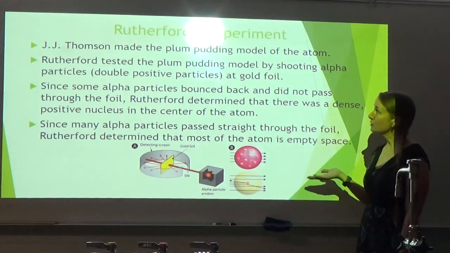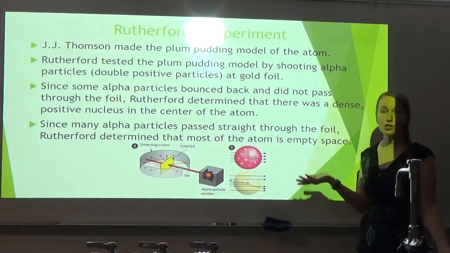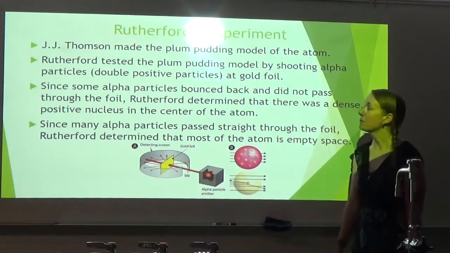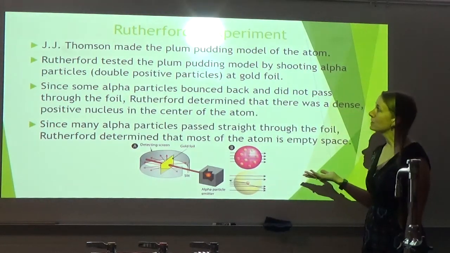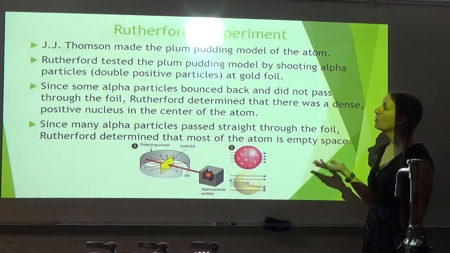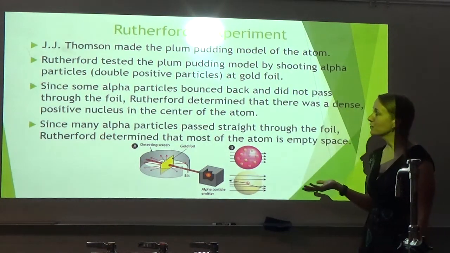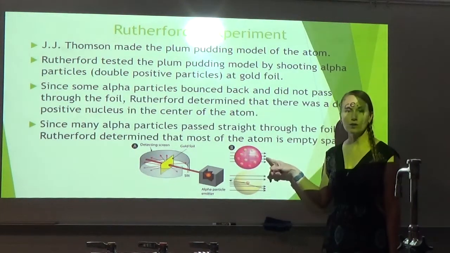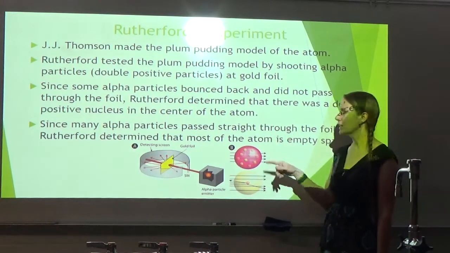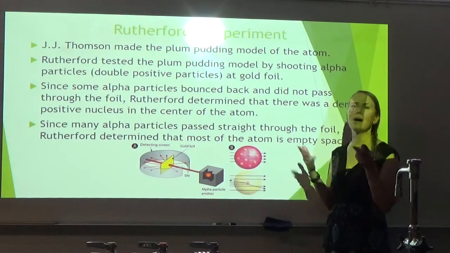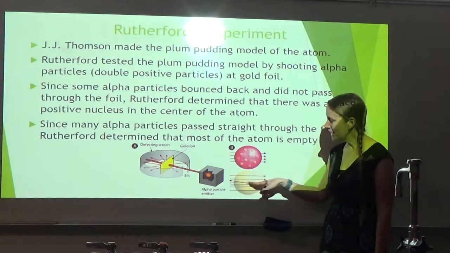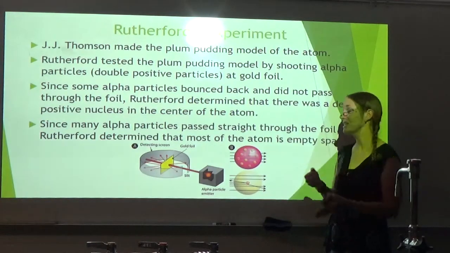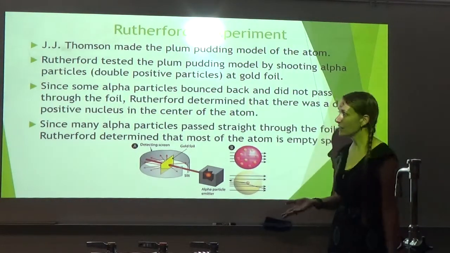Rutherford decided to test the plum pudding model by shooting alpha particles, which are just double positive particles, at gold foil. So this is kind of the setup of his experiment. Since some of the alpha particles bounced back and did not pass through the foil, Rutherford determined that there was a dense positive nucleus at the center. See, if the plum pudding model was accurate, all of the particles should have passed through, and they would have had slight deflection due to the fact that it's passing through a positive area. But some actually hit and bounced back, so that means they didn't pass through like a positive area, they hit something dense and positive. So he discovered the nucleus.